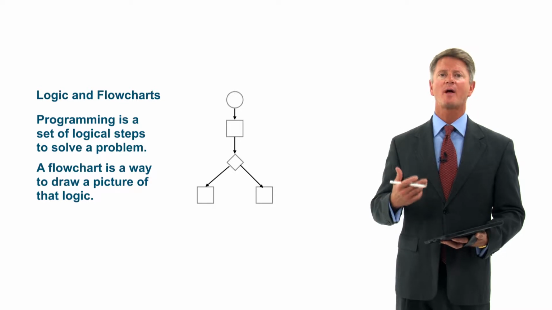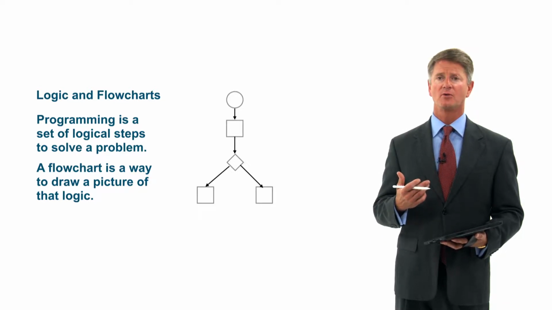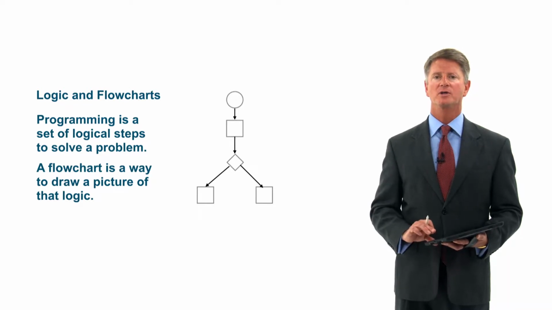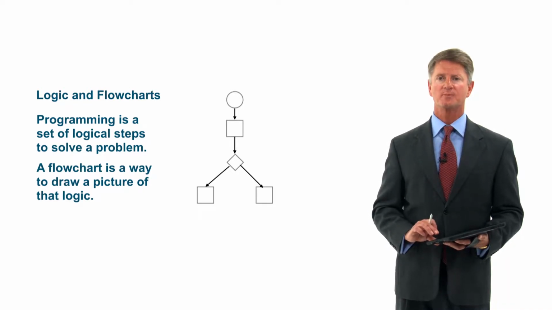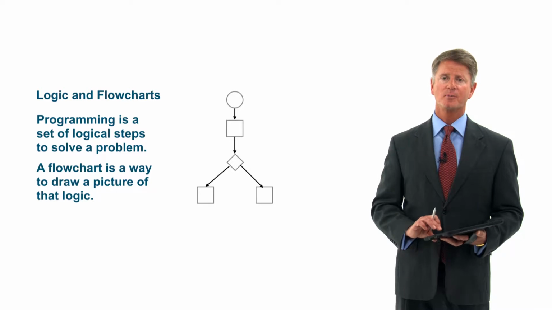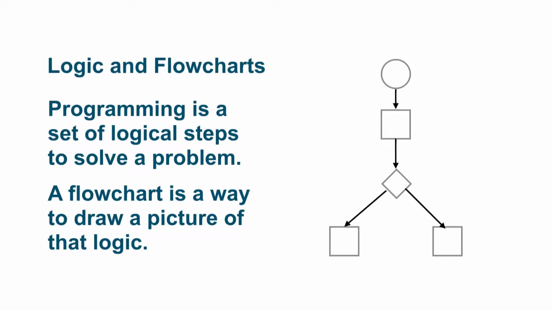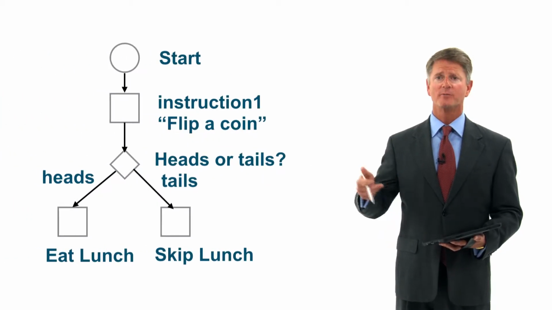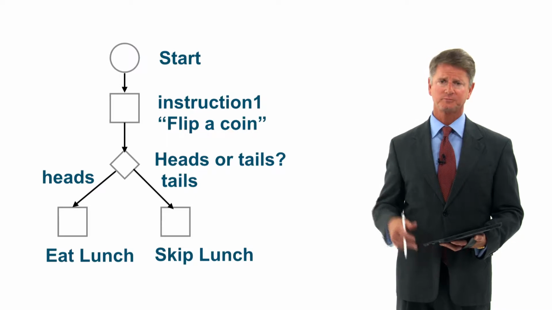And programming is a set of logical steps to solve a problem. A flowchart is a way to draw a picture of that. We have a set of blocks of different shapes, and they mean different things. Some programmers love flowcharts and find them helpful. Other programmers hate them. Most IS managers and development managers usually insist on flowcharting logic. It's the only way after you've written software to remember how the software really works.